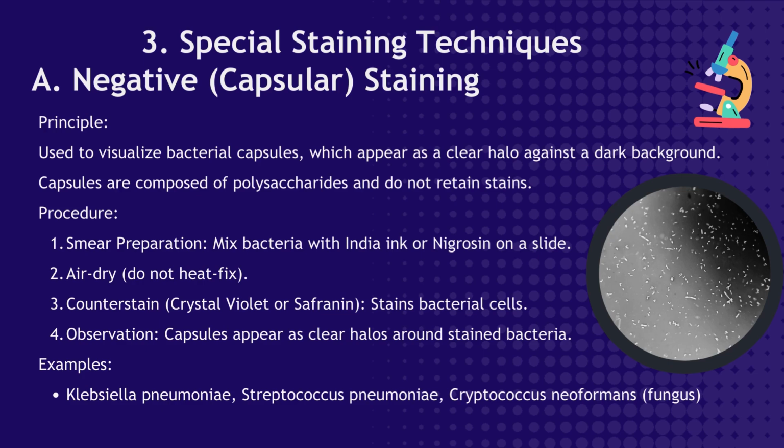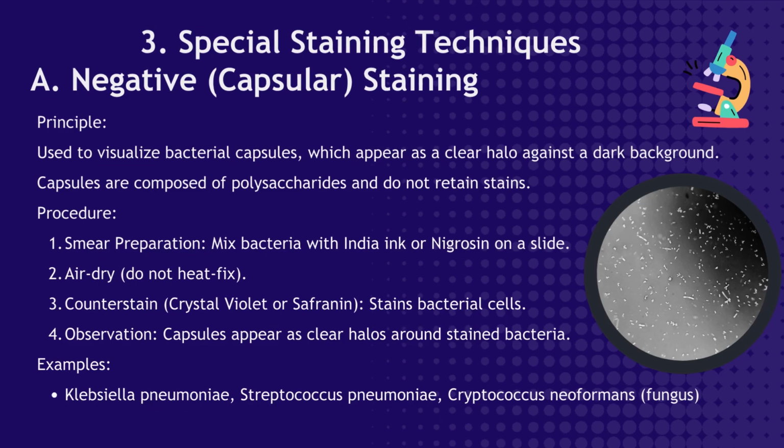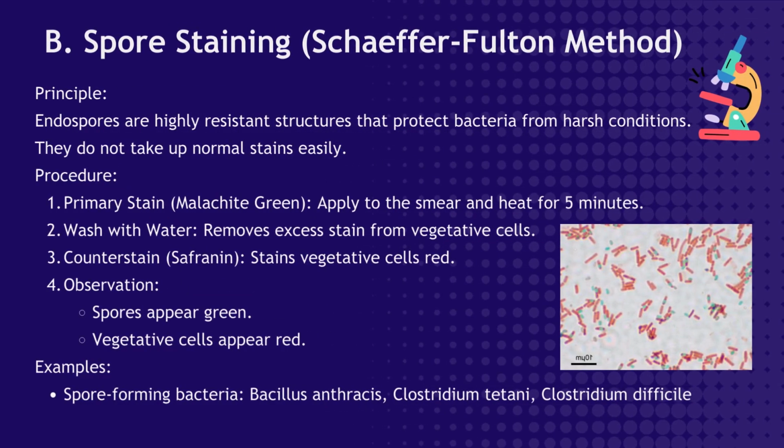Procedure: smear preparation. Mix bacteria with India ink or nigrosin on a slide. Air dry, do not heat fix. Counterstain, crystal violet or safranin, stains bacterial cells. Observation: capsules appear as clear halos around stained bacteria. Examples: Klebsiella pneumoniae, Streptococcus pneumoniae, Cryptococcus neoformans, a fungus. Spore staining, Schaefer-Fulton method.